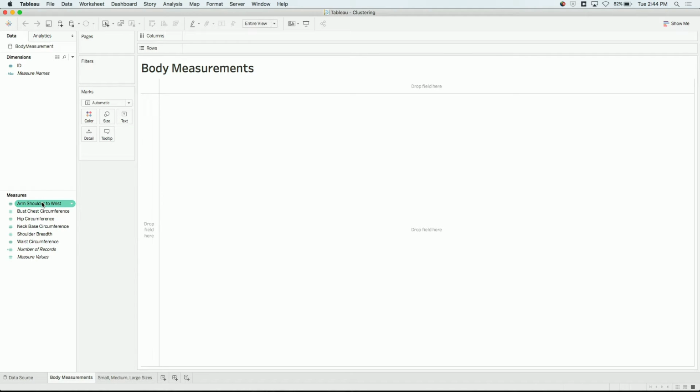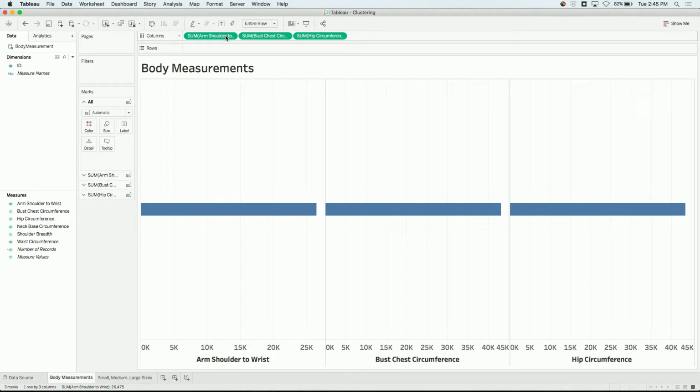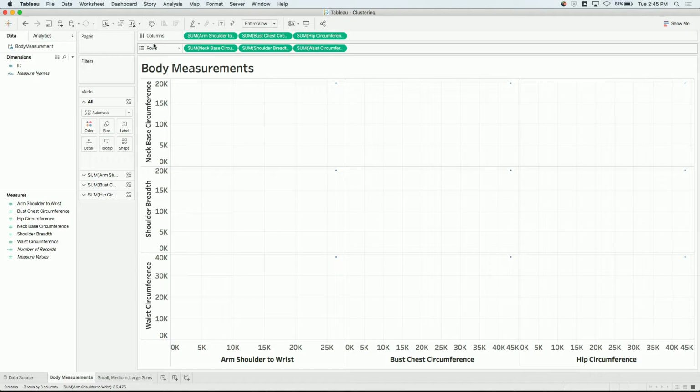So I have here a number of different measurements. We have like arm length down to hip circumference. Let's place those 3 on columns. I'm going to make some small multiples here because I think it makes it easier to see the clusters, but the type of viz, again, really doesn't matter. Drag out these last 3, we'll place them on rows. And I want this at the level of detail of individual bodies.